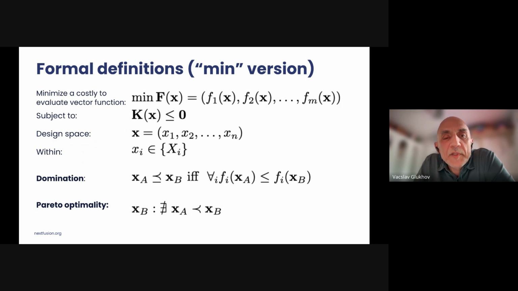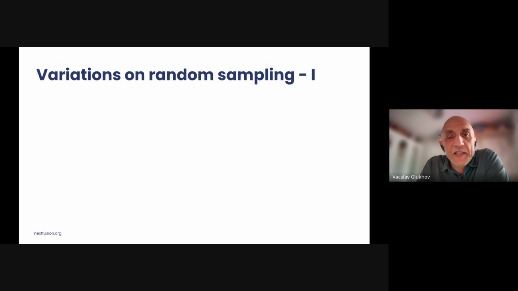There's a concept of dominance. If every function for one design is better than the same function for another design, that means that this design dominates the second design. And the Pareto optimality is the set of all designs that are not dominated by others. So that's the formal definition. We are now familiar with the concepts.